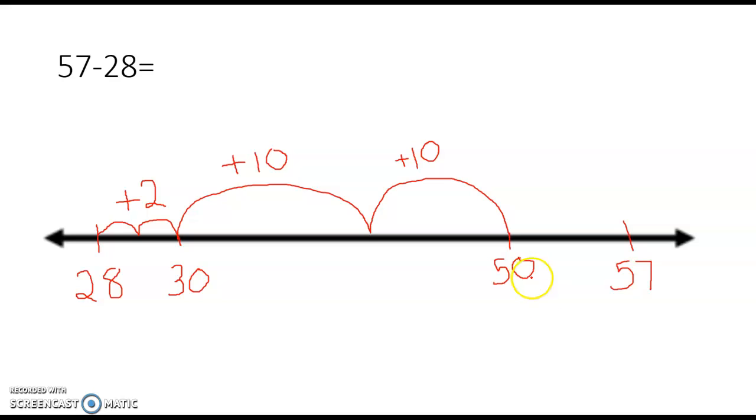Okay, now I need to get to 57. So I'm going to jump ones until I get to 57. So 50, 51, 52, 53, 54, 55, 56, 57. So let's see how many ones I jumped. 1, 2, 3, 4, 5, 6, 7.